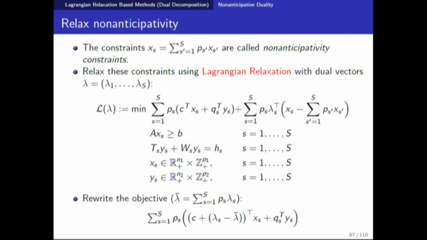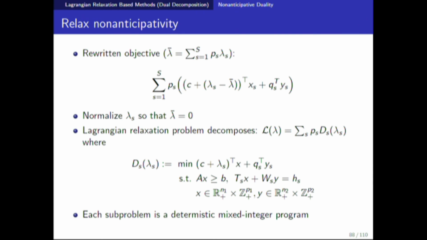I'm going to use the notation that lambda bar is the average of all my lambda s vectors. And so then I can gather terms in the objective, and I get this new coefficient on the xs variable and the same coefficient on the ys variable. So that's just rewriting the objective. So that's my rewritten objective.